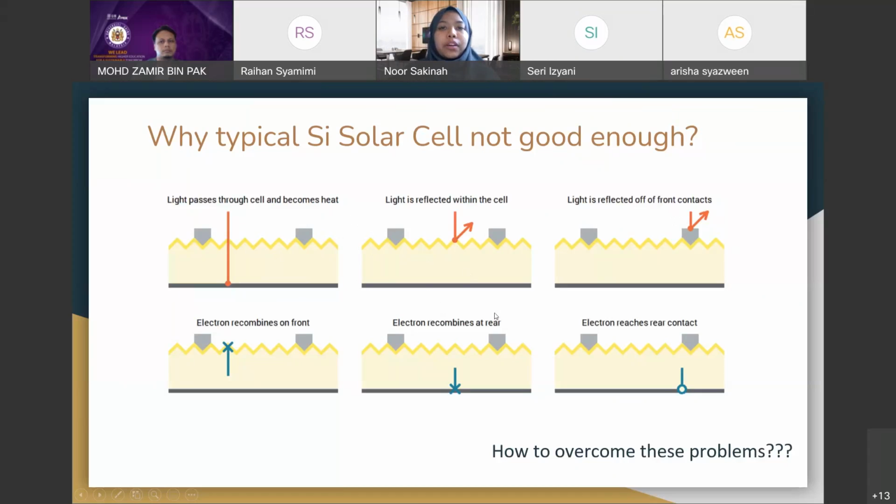Meanwhile, at the bottom part of this diagram, we can see that some electrons may recombine with the silicon material on the front and at the rear of the solar cell, or sometimes miss going through the circuit. So it must make us wonder how to overcome these problems to improve the efficiency of these silicon solar cells.